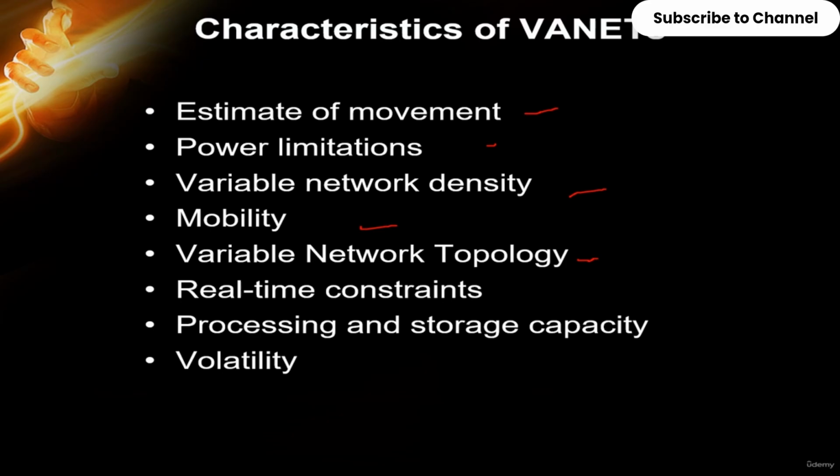Then real-time constraints. The real-time constraints are like data transfer between the nodes with some threshold points that are needed, and then processing and storage capacity. While processing and storage capacity of vehicles, the processing is with the cars, and storage capacity is difficult to use because of the space constraints. And volatility provides the adaptability of the interaction of two nodes for a limited amount of time. It will remain with wireless hops.